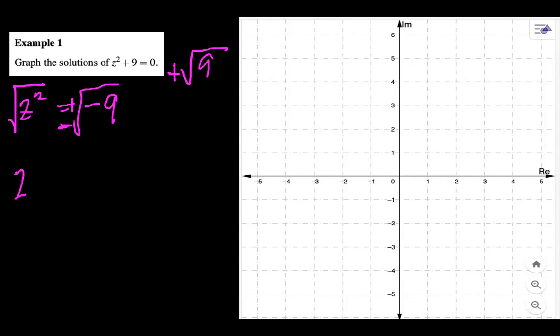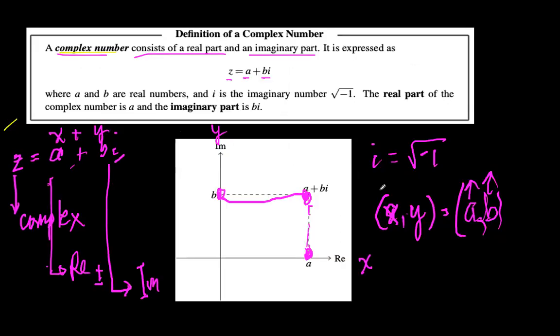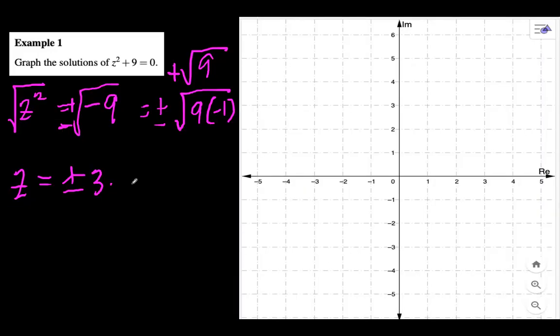Okay, so this becomes z is equal to positive or negative square root of negative 9. What is this? By the way, class, sige, isa-isahin natin para malinaw sa lahat. You can factor this out into 9 times negative 1. Di ba? Pwede mo siyang gawing ganito. And what is the square root of 9? That's 3. What's square root of negative 1? Sabi natin, square root of negative 1 is just equal to i. Alright? Ayan, ganyan. So, the answer there is positive or negative 3i.